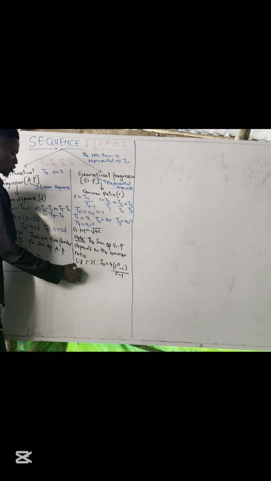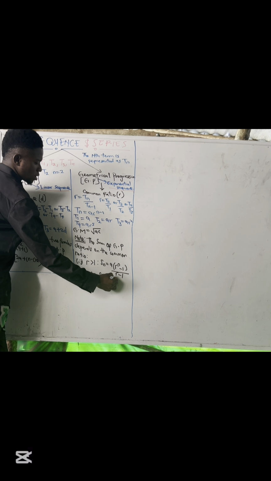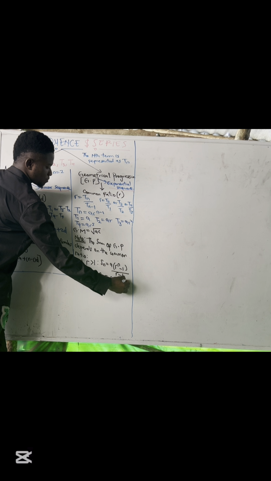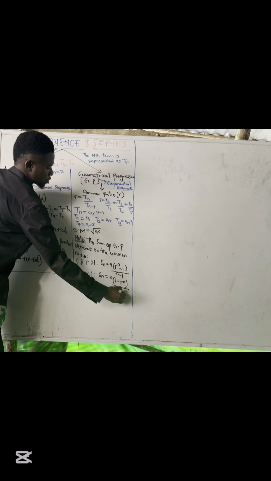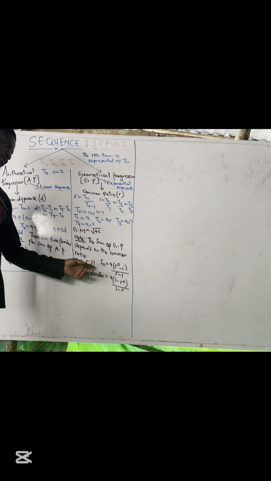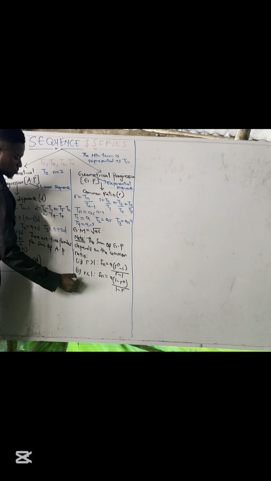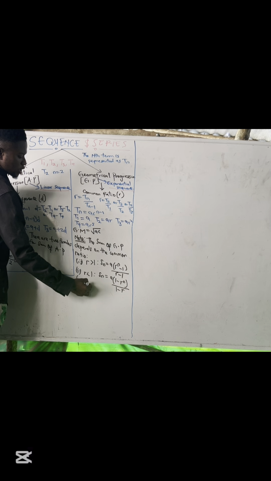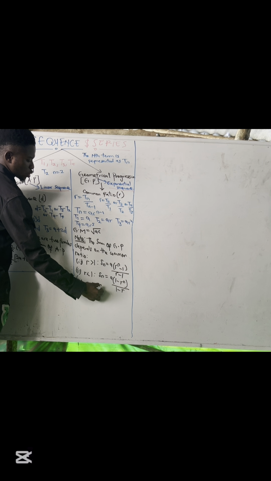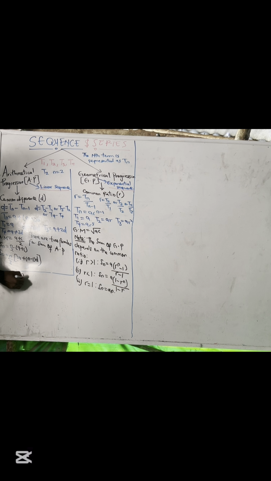But if the common ratio is less than 1, the sum Sn will equals A times 1 minus R raised to power n over 1 minus R. So you must not confuse these two formulas together. If the common ratio is greater than 1, it will be R raised to power n minus 1 over R minus 1. And thirdly, if the common ratio is equals to 1, your sum will equal to what? N times A.